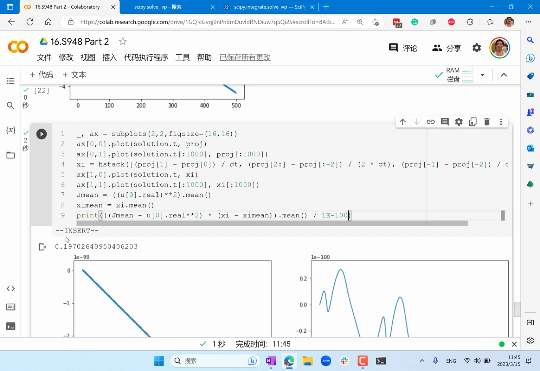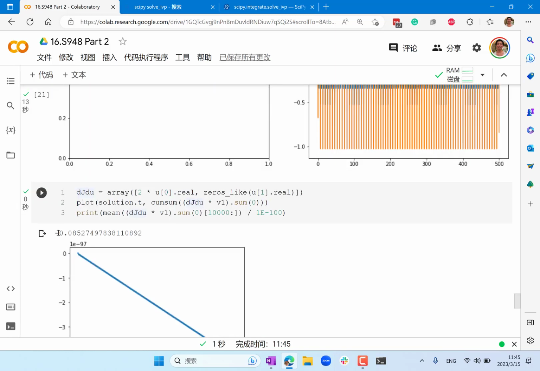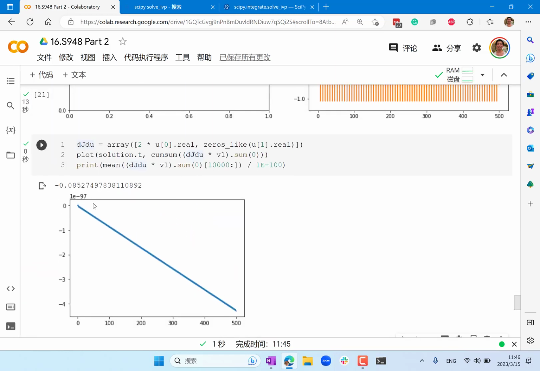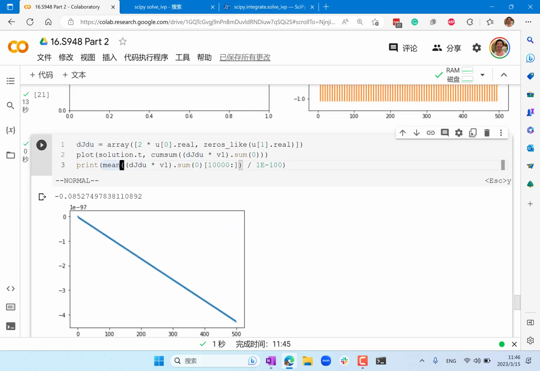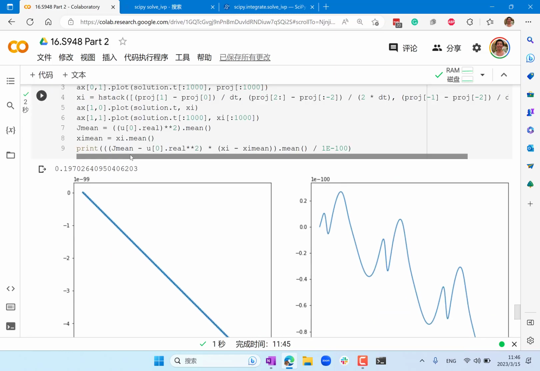Okay, now it's time to combine these two delta j's, right? The second part, the time dilation, gives us 0.19. The first part gives us minus 0.085. So let's just combine them.